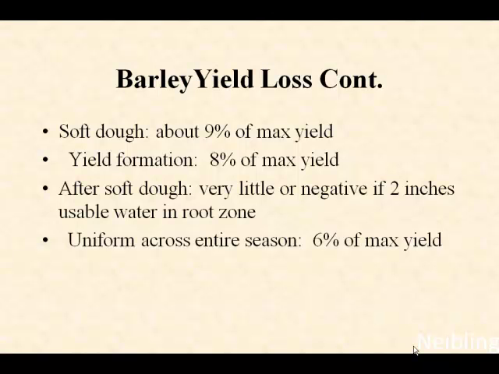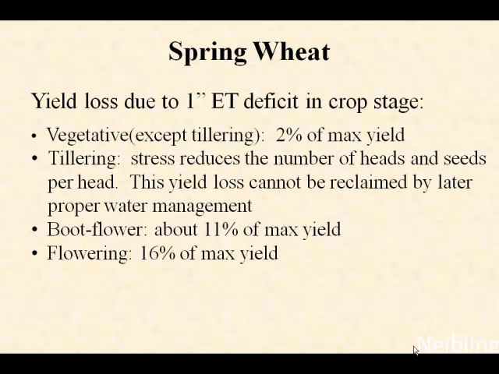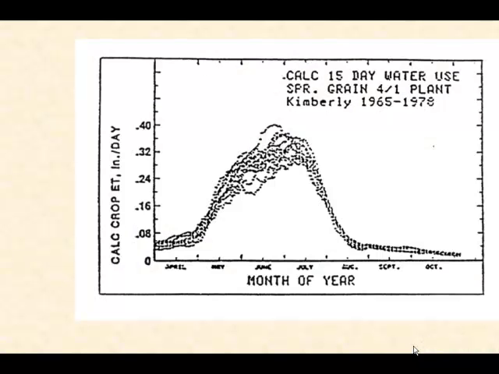After soft dough, we say there's very little yield reduction if you have at least 2 inches of usable water in the root zone, and we'll talk more about that. This is sort of the number that we come up with, 2 inches of usable water in the crop root zone. If you took a 1-inch deficit and spread it uniformly across the entire season, you get about a 6% reduction in yield. Spring wheat, the same thing, 1-inch deficit, 2%, wheat to flour about 16, flowering just about the same thing. And not that different for winter wheat as well. They all respond fairly well.